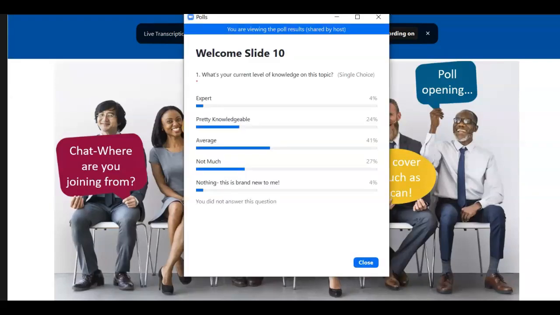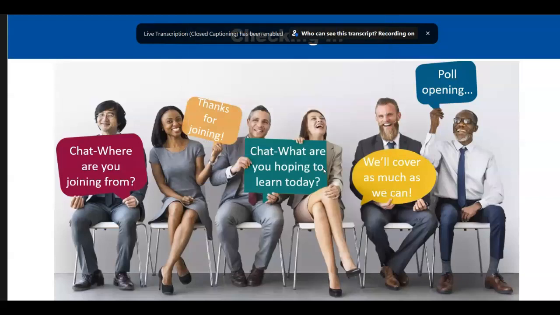All right, let's see where we are here. Well, looks like we have a few experts on the call today. That's always terrific. We have a few that are here and it's brand new. We have not much. We have average and pretty knowledgeable. All those are in the middle, but we definitely have a lot of people that feel like they're average. So I know that we'll have all of you take away information today that will increase your knowledge level and make you feel a little bit more confident on this topic. So that's great.